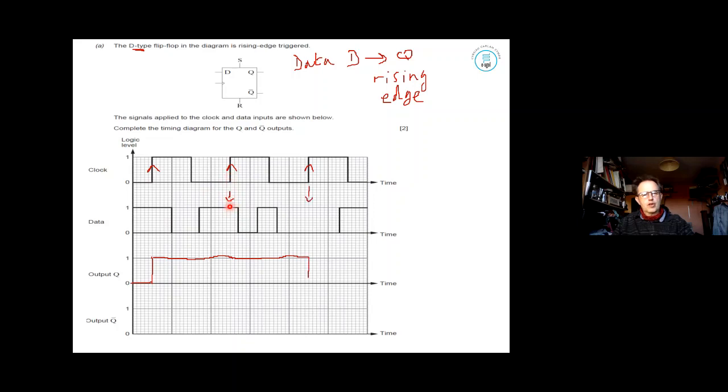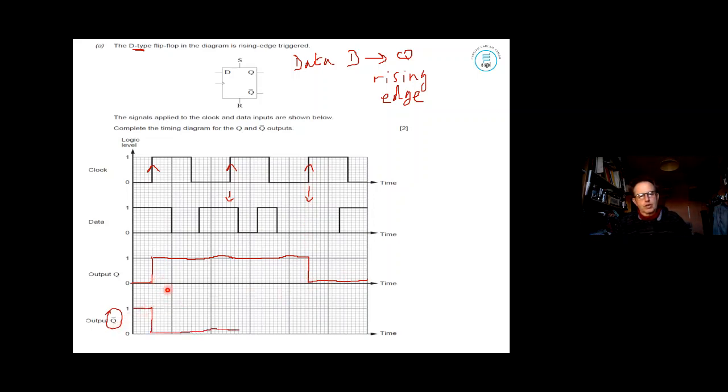Rising edge on the clock, but it's already on high. We've got a rising edge and the data was 0, so bang, down we go. Not Q is going to be the opposite of the Q output. Okay, so there we go, right? So that's the crucial thing. That's just with one D-type flip-flop.